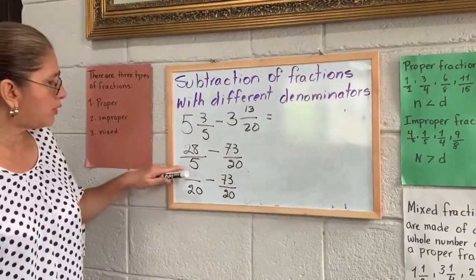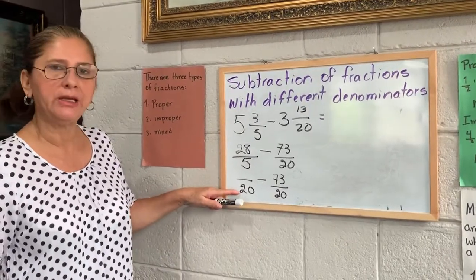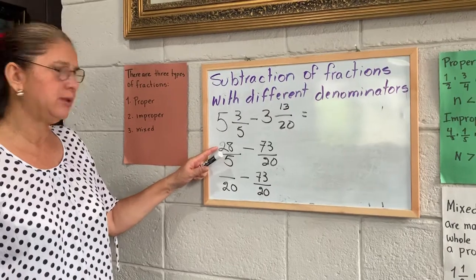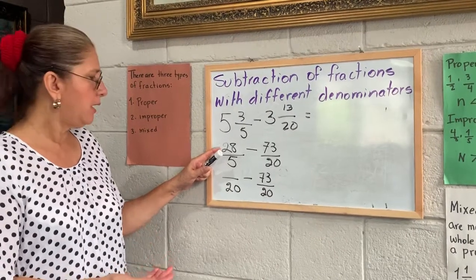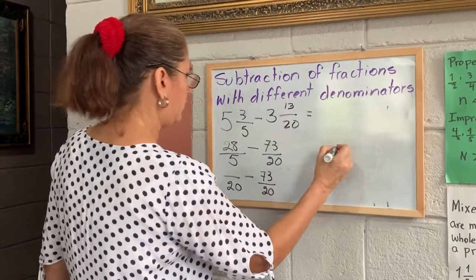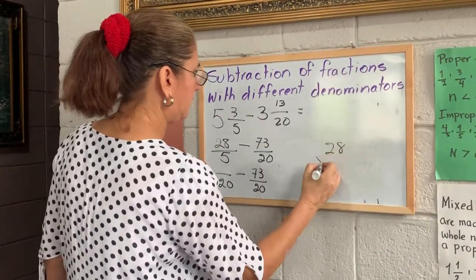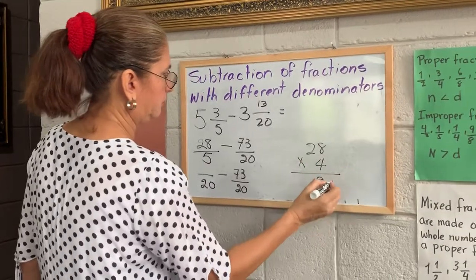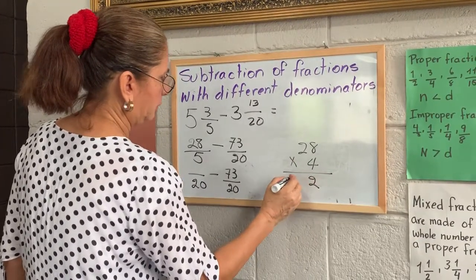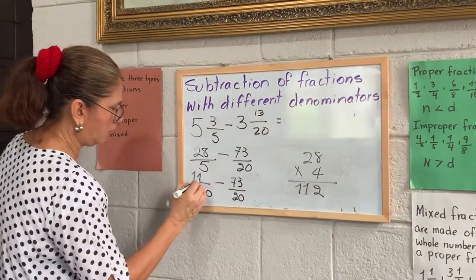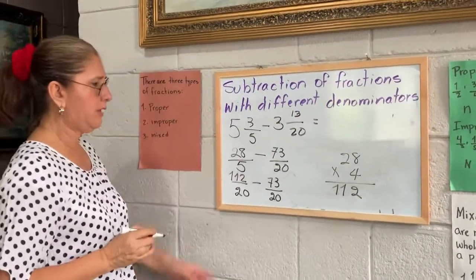For what number do you multiply 5 to get 20? It is 4. So you multiply the numerator, in this case 28, by 4 to get the equivalent fraction. 28 times 4 is 112. Look, 112.